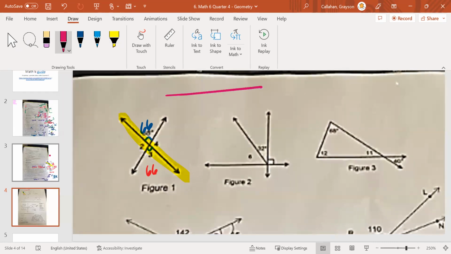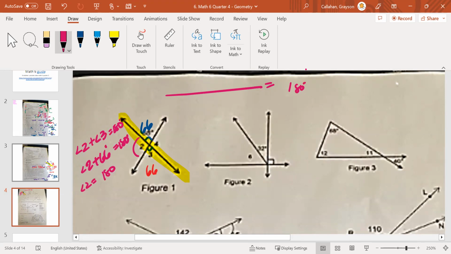Straight angle is equal to what? 180, right? Just like the sum of a triangle, all three angles in a triangle equal 180. So if angle 3 is 66, how would you find angle 2? If angle 2 plus angle 3 equals 180, and you know angle 3 is 66, then angle 2 plus 66 degrees equals 180. What's opposite of 66? Positive 66. So subtract it. What do you get?